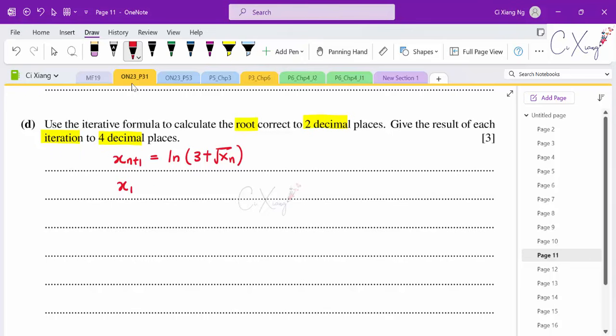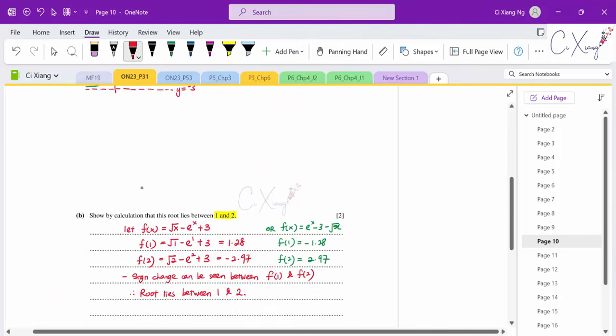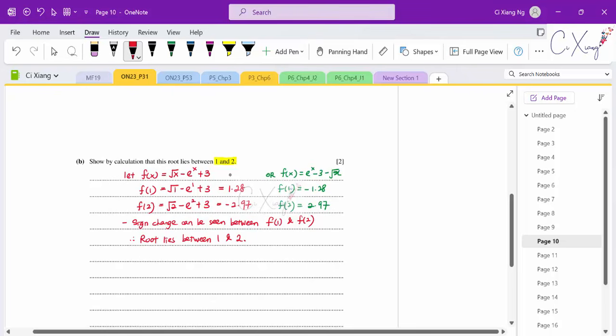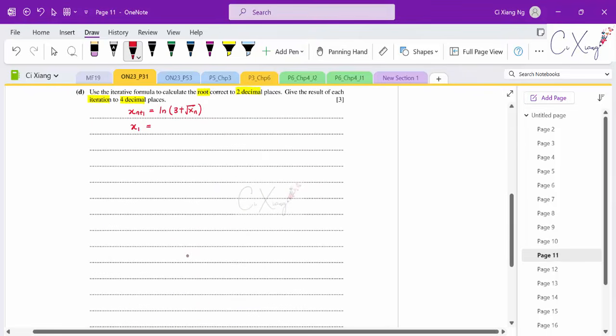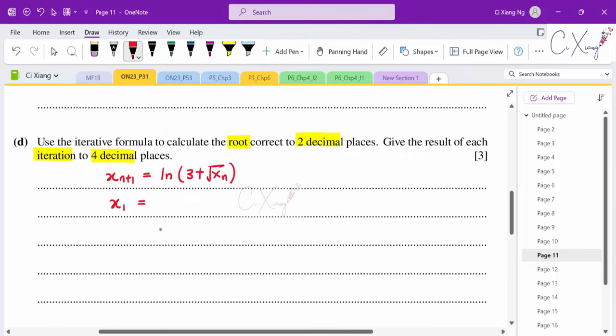First of all, we need to have an initial value. So what's the initial value that we can use? We can always refer to the sign change method to decide the initial value. Because from the sign change method, we already know that our root is more or less between 1 and 2. So use a value that's close to the root so that you can get the final answer for the root easier or faster. Maybe for me, I will use 1.5. If you want to use 1 also no problem, or 2 also no problem.